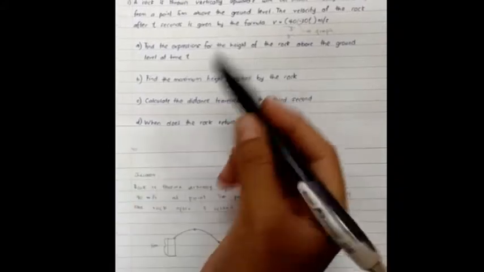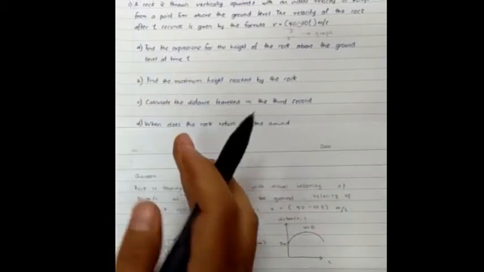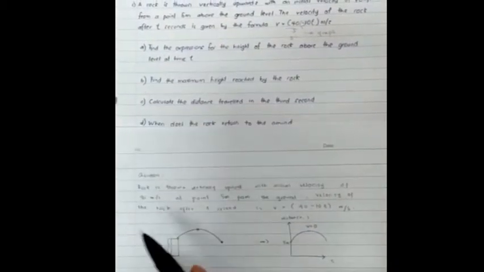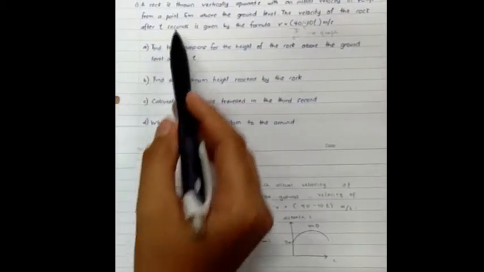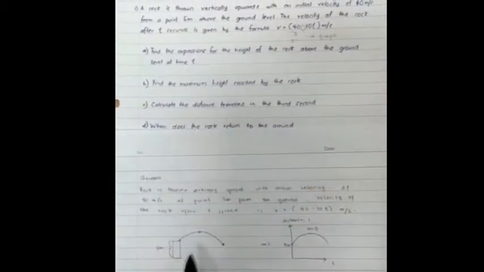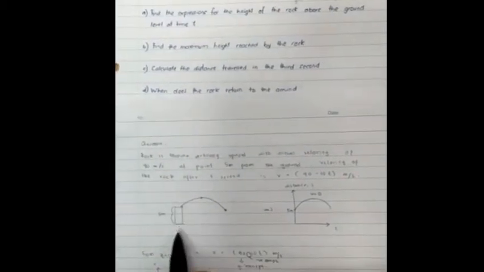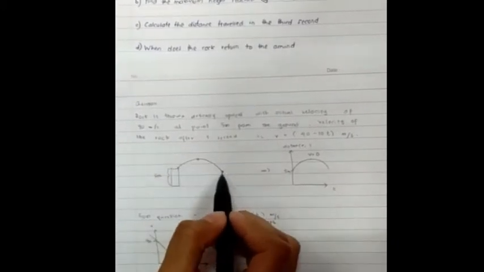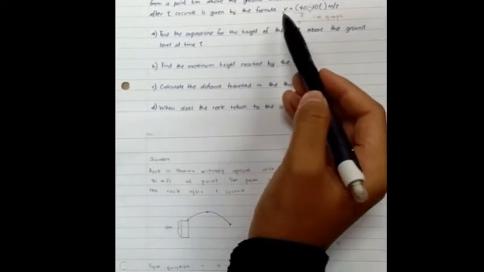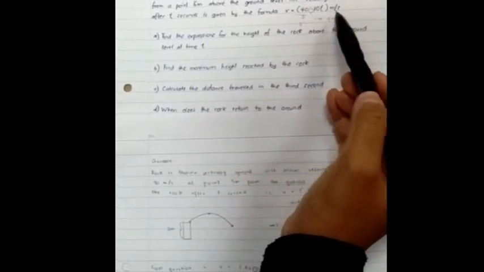This is one of the questions that we found, and it uses the application of projectile motion with integration. It says that a rock is thrown vertically upward at an initial velocity of 40 meters per second from a point 5 meters above the ground level. Okay, so this is the ground level, and we assume it's 5 meters. The rock is thrown vertically upward. The velocity of the rock at t seconds is given by the formula v = 40 - 10t meters per second.